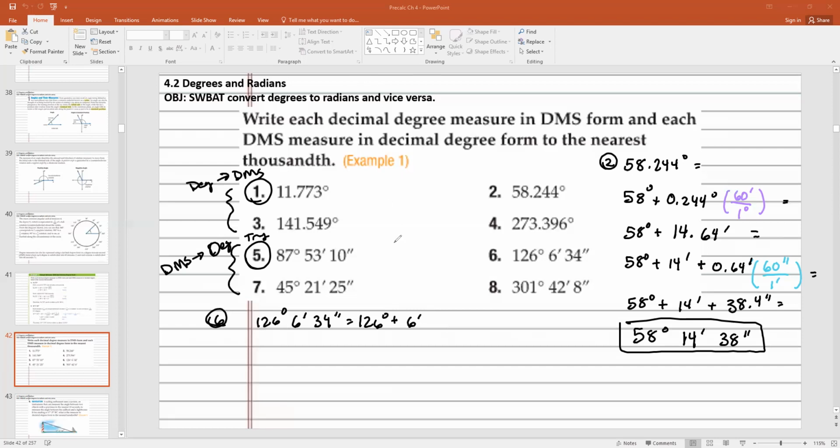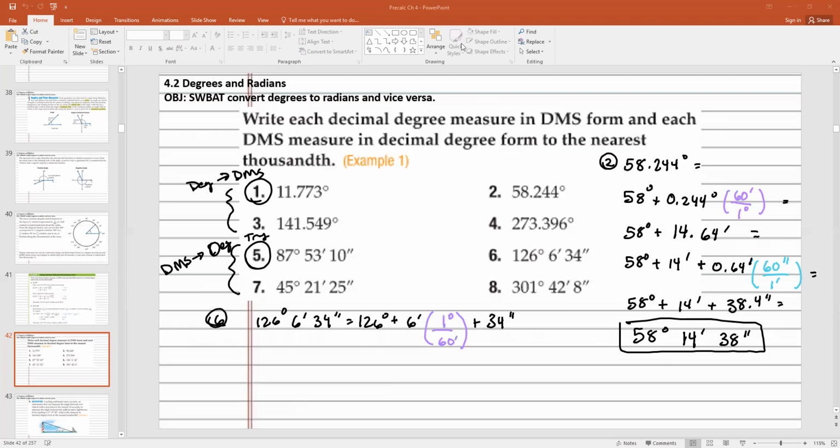I'm going to make it the same color. That's why I color coordinated it. Not 60 minutes over 1 degree. It's going to be 1 degree over 60 minutes because we're changing it to degrees. That's why we want the degrees on top this time. All right. Plus, and this time we can do it all together. We're going to have that 34 seconds times.